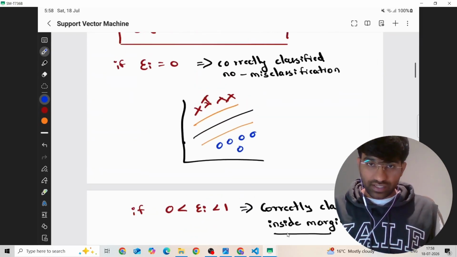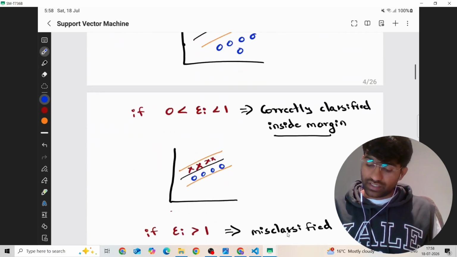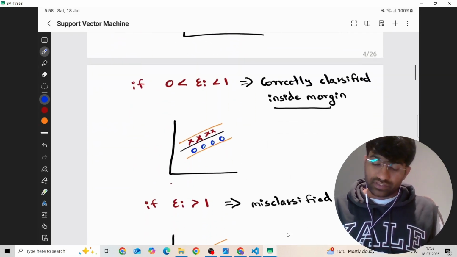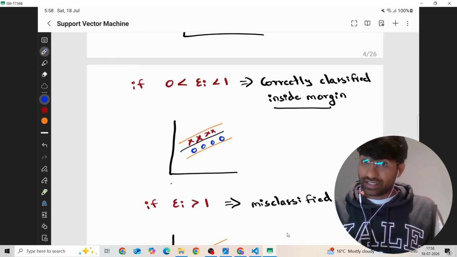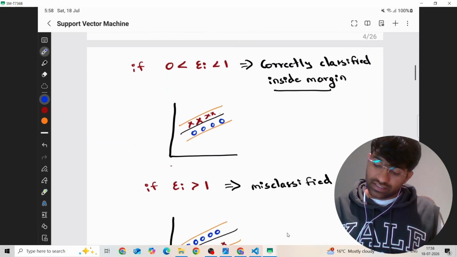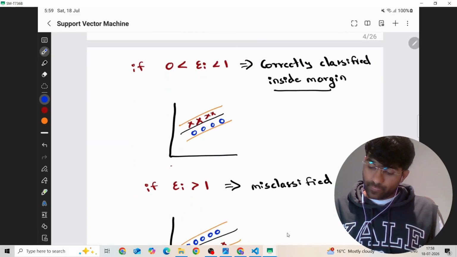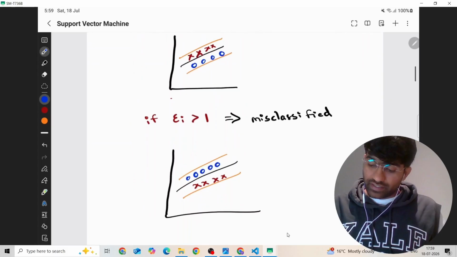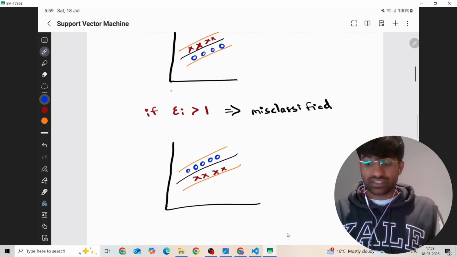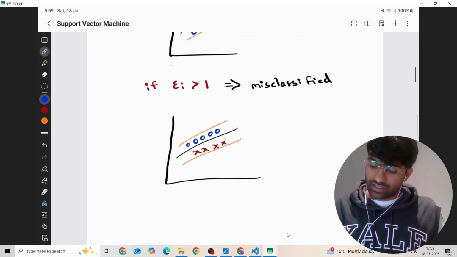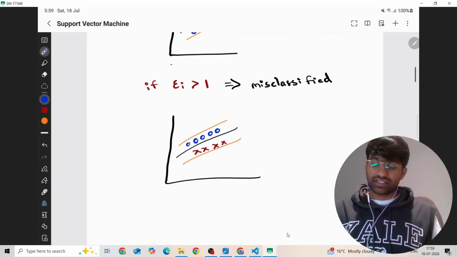Error is equal to 0: data is perfectly classified, no misclassification. And if error is between 0 and 1, data is correctly classified, but data is inside the margin. And if error is greater than 1, it is completely misclassified. That means see, it has interchanged, it has wrongly classified.